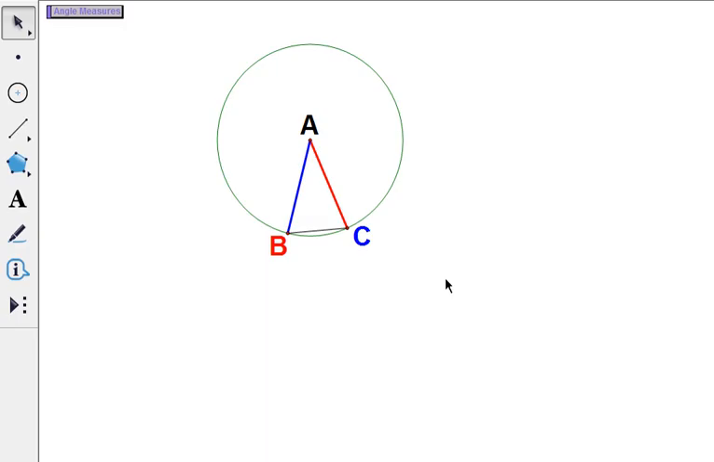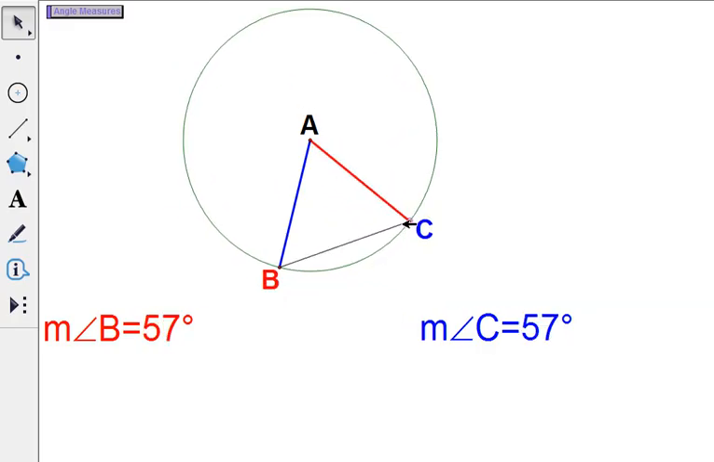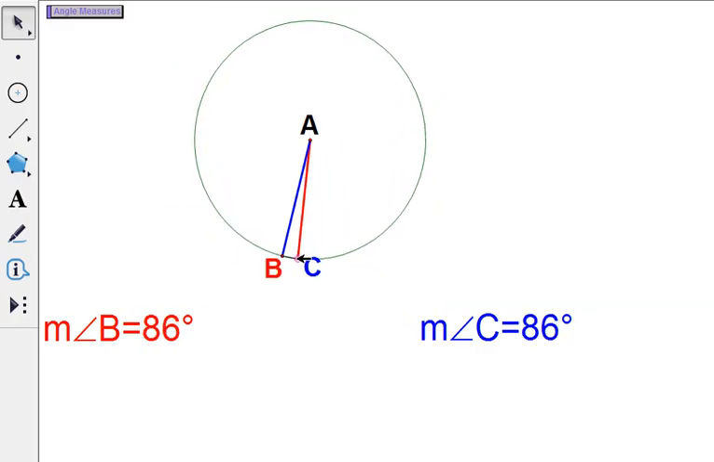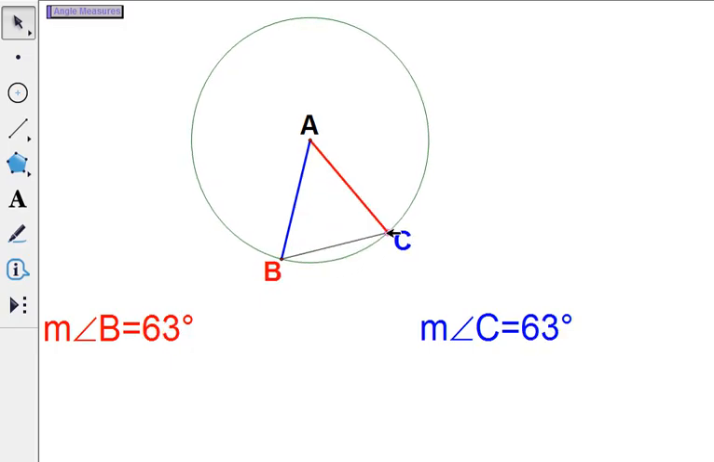What I want us to look at is the measure of the two angles. And it didn't show up. There we go. So right now you look at the measure of angle B and the measure of angle C, notice they're congruent. Well, it doesn't matter how I move this, those two angles are always going to remain congruent. Now notice where they're at. Angle B, right here, is opposite that side.